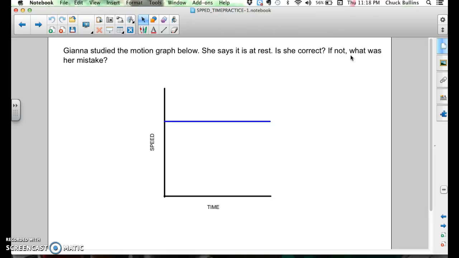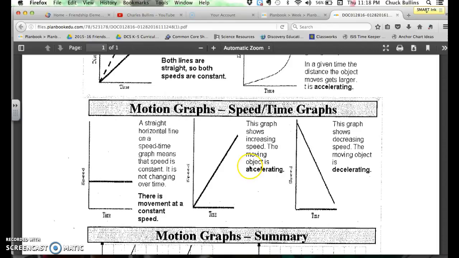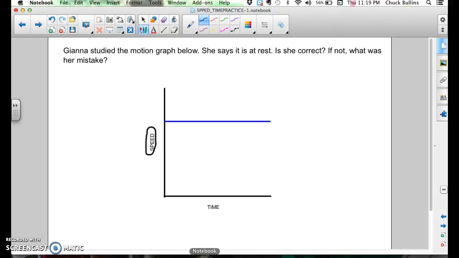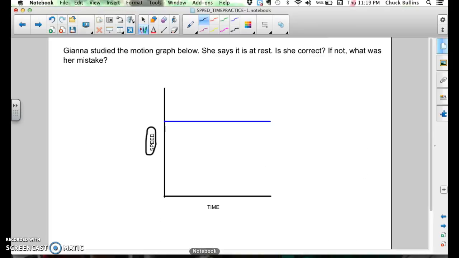Now, I'm going to tell you the first thing you're going to do is you're going to check to see if it's a speed time or a distance time graph. And I know that it's a speed time graph. Now, if I look back at my speed time graphs, I realize that when I see a straight line, it is constant speed. I already know that she's wrong, so I think her big mistake was probably comparing it to this one. Yes, it looks exactly the same, but this is a distance time graph, and that is a very, very common mistake to make. So I would not agree with Gianna.